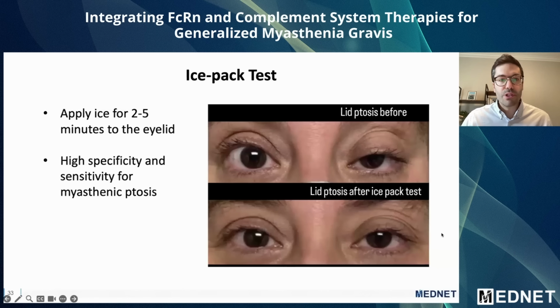So now moving on to the ice pack test. In the picture here, you can see ptosis of the left eyelid. And then ice was applied for 2 to 5 minutes, and you can see improvement. This has been shown to have a high specificity and sensitivity for myasthenic ptosis.